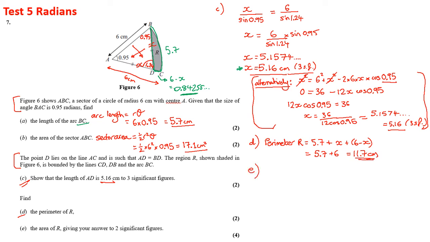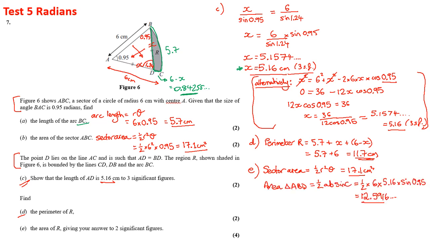For part E, I just need sector area minus area of the triangle. So just using both my formulae for those. And actually for sector area, we worked that out in part B. So area of triangle ABD. So we've got our sector area and our area of the triangle. So looking at the shaded area, just subtract triangle from the sector for our answer, giving us 4.5 centimetres squared to 2 significant figures.